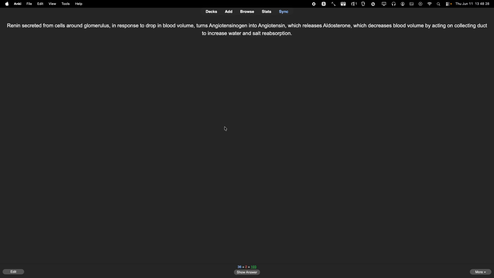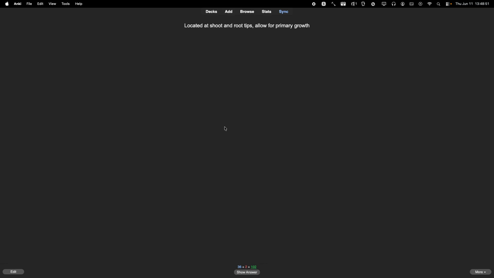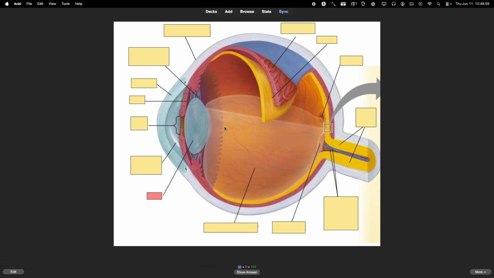Renin secreted from cells. This is the RAS system. This should be a RAS system. Yes. Cool. So this is in the kidneys. To increase water reabsorption. Primary nerve stems. True. Apical nerve stems. Oh, I was wrong. It allows for primary growth. Lungs. Should be lungs.